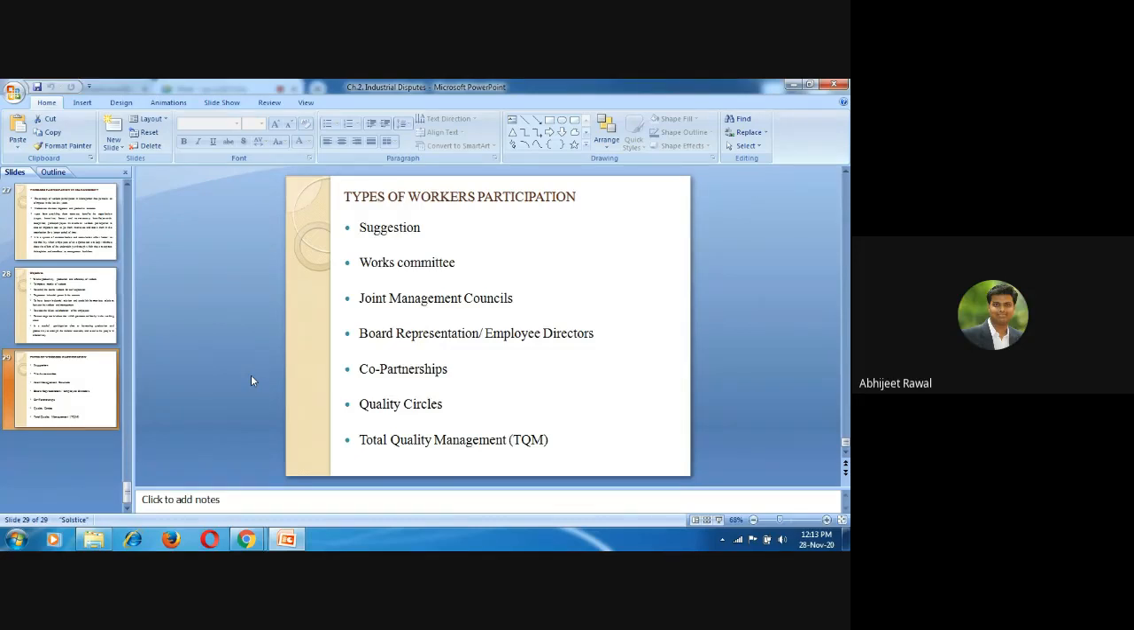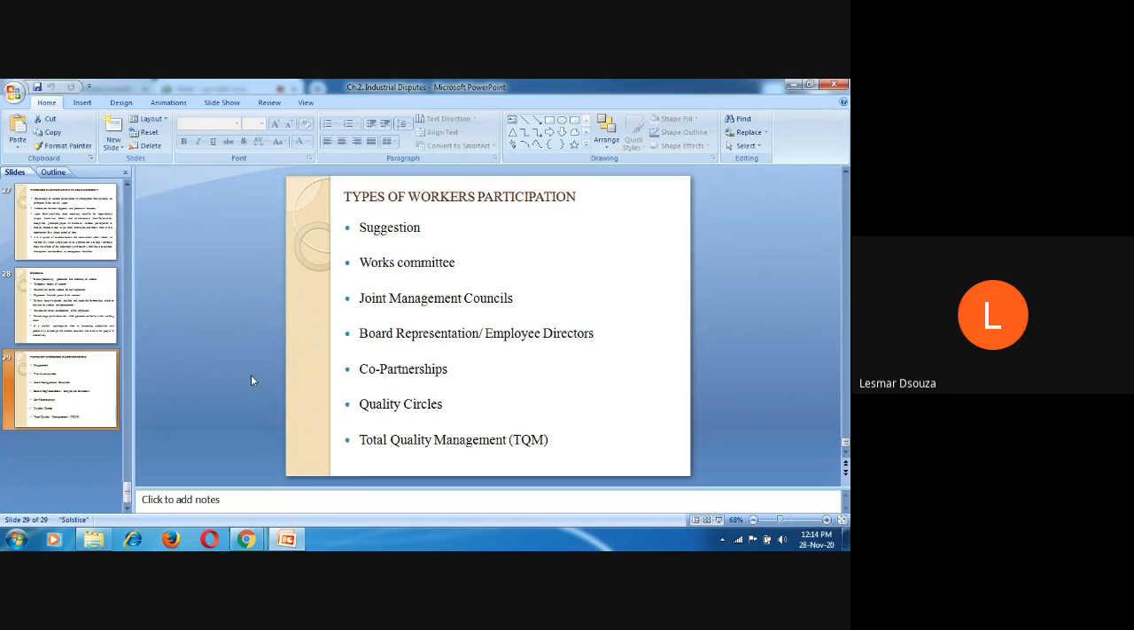Okay, understood? Then you have board representation or employee directors. Now what are employee directors? ये क्या होगा? Board representation or employee directors? No idea? No idea, sir.